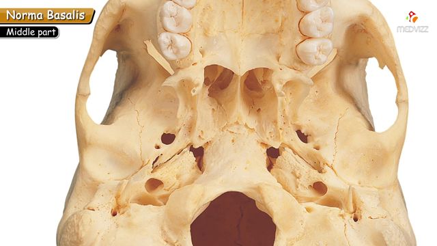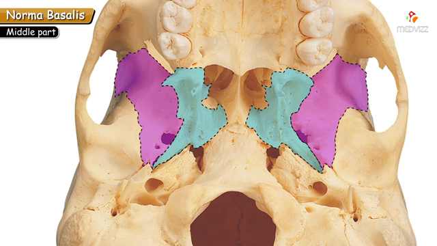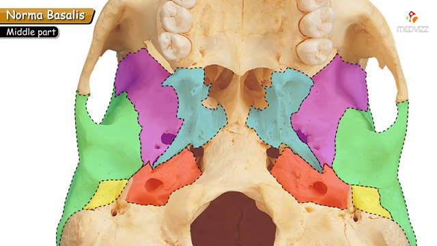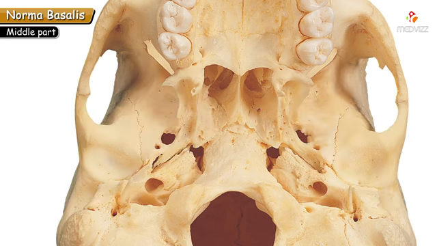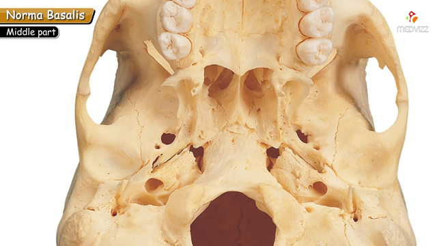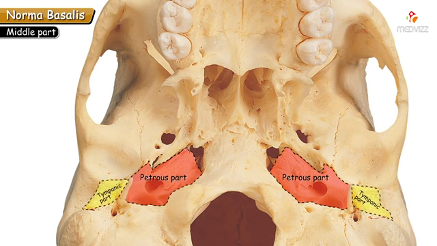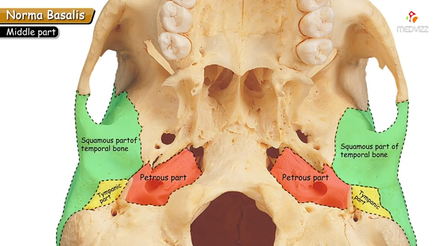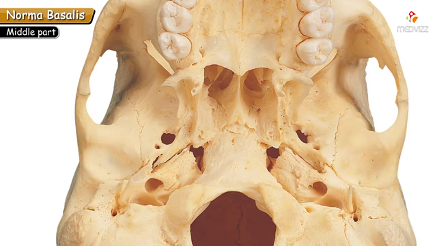These lateral areas on each side are formed by 2 parts of sphenoid and 3 parts of temporal bone. So let's see what these are. The 2 parts of sphenoid are pterygoid process and greater wing of sphenoid. And the 3 parts of temporal bone are petrous part, tympanic part and squamous part of temporal bone. So we shall see each one in detail now.